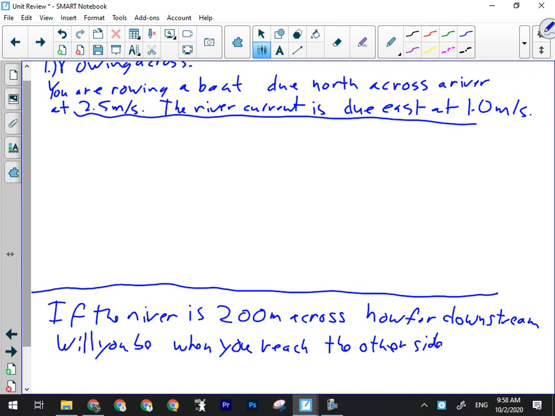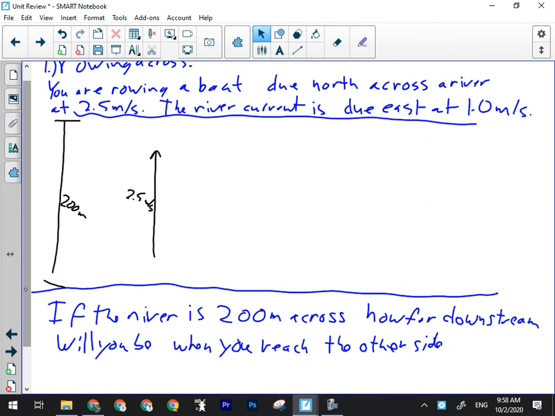A rowing across question may also ask you for the resultant velocity of the boat. I can show you how to do that as well, but it's generally going to ask for something like this. So what we have is your distance across is 200 meters, your rowing speed is 2.5 meters per second, and the river current is 1.0 meters per second.